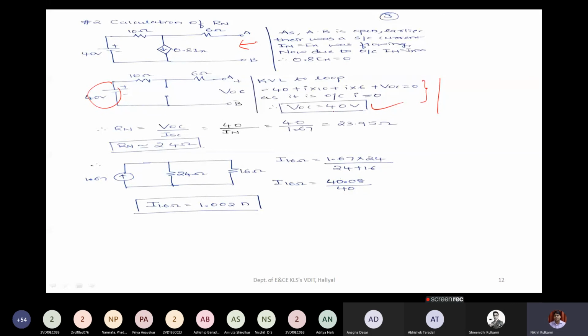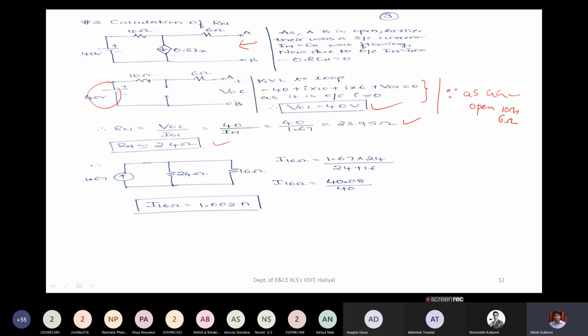Or write a valid reason here. If you write only that the open circuit voltage equals 40 volts, it must be because the circuit is open, so no current will flow through the 10 ohms and 6 ohms. Either one of these you need to write. Then the Norton's resistance will be the open circuit voltage divided by the short circuit current. If you do that, you will get 23.95 ohms, and you can round it to 24 ohms.